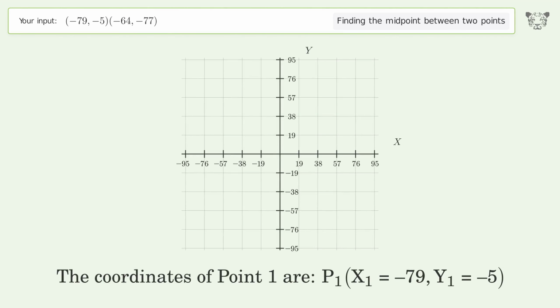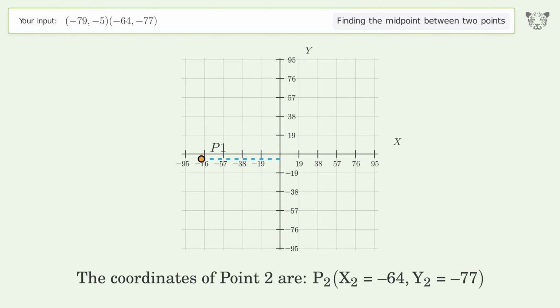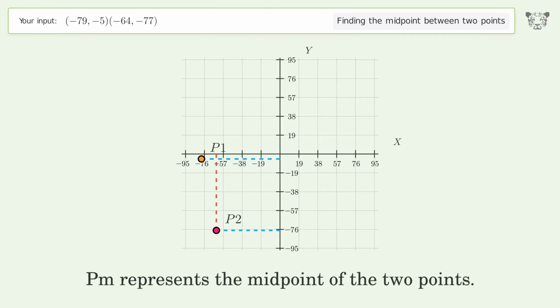The coordinates of point 1 are, x1 equals negative 79, y1 equals negative 5. The coordinates of point 2 are, x2 equals negative 64, y2 equals negative 77. PM represents the midpoint of the 2 points.